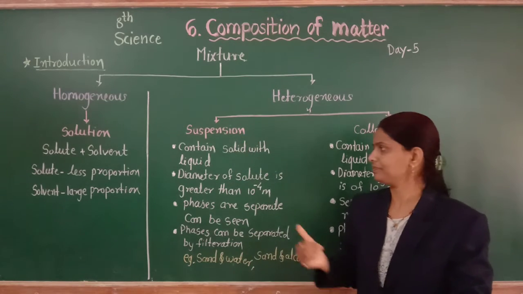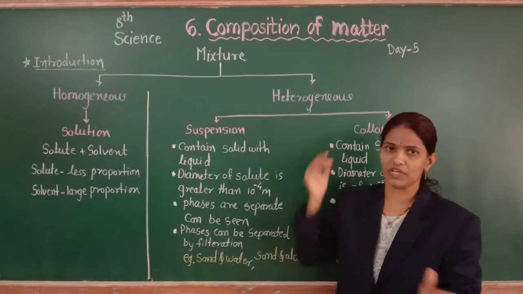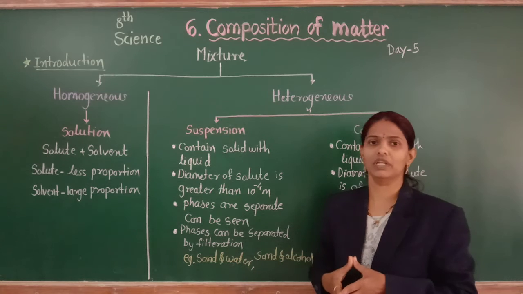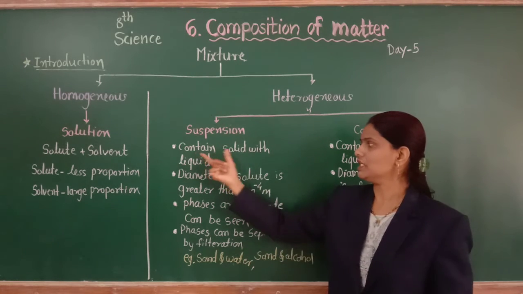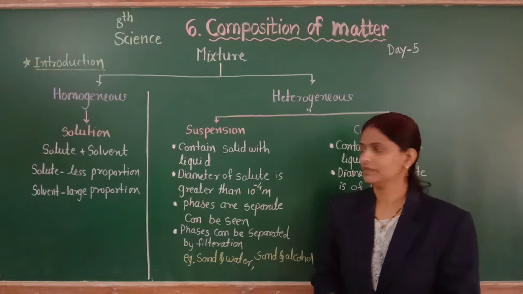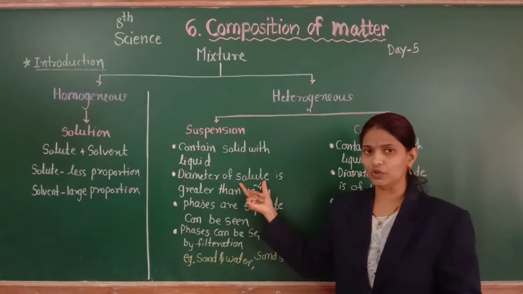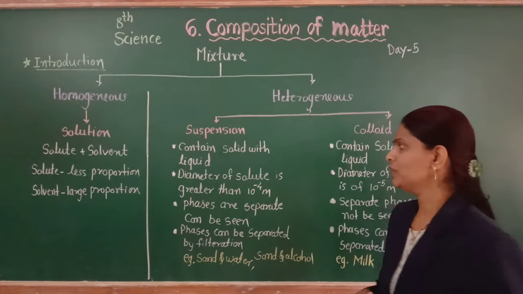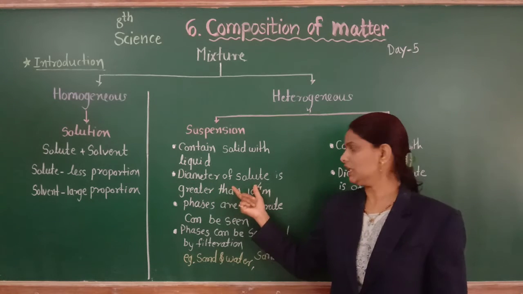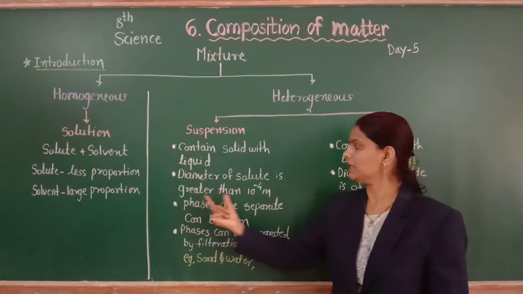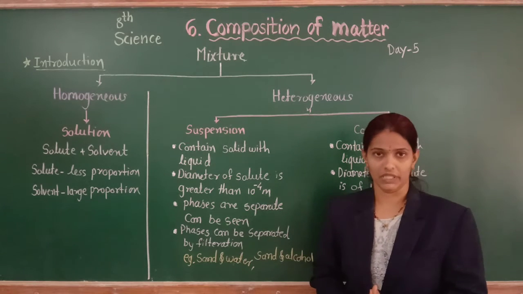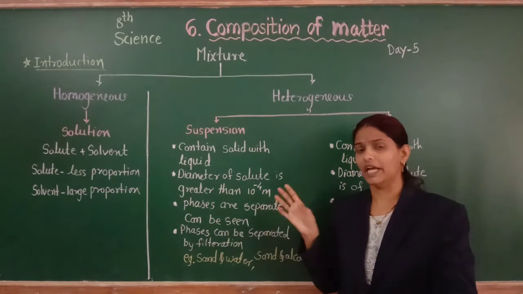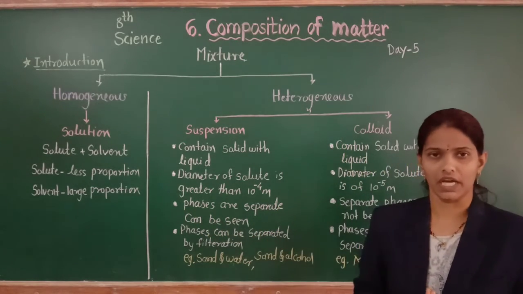What is suspension? Suspension is a heterogeneous mixture. Here the components of this mixture are not mixed uniformly throughout the mixture. It contains solid with liquid. The diameter of the solute particles, meaning the solid particles in the solvent, is greater than 10⁻⁴ meter. Then the phases are separate and we can see them with naked eyes.